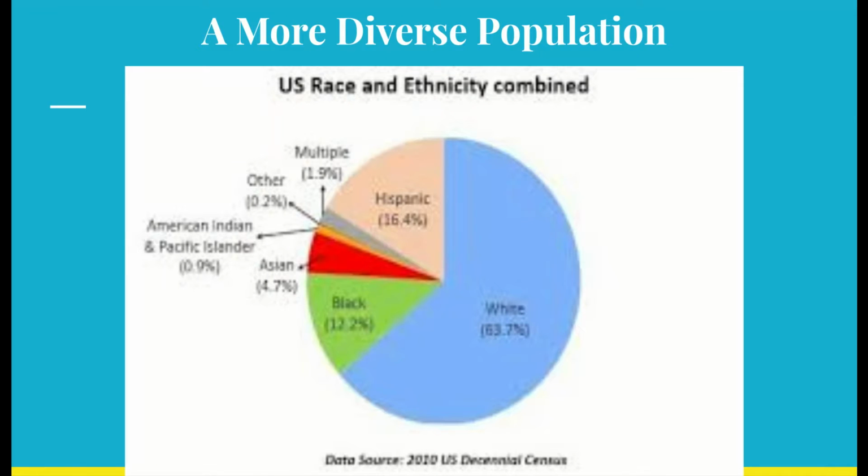A more diverse population. So this picture right here is going to show you the breakdown of the American population by ethnic group and race. As of 2010, the United States was 63% white, 12.2% black, 16.4% Hispanic, 4.7% Asian, 1.9% multiracial, and 0.9% American Indian or Pacific Islander.